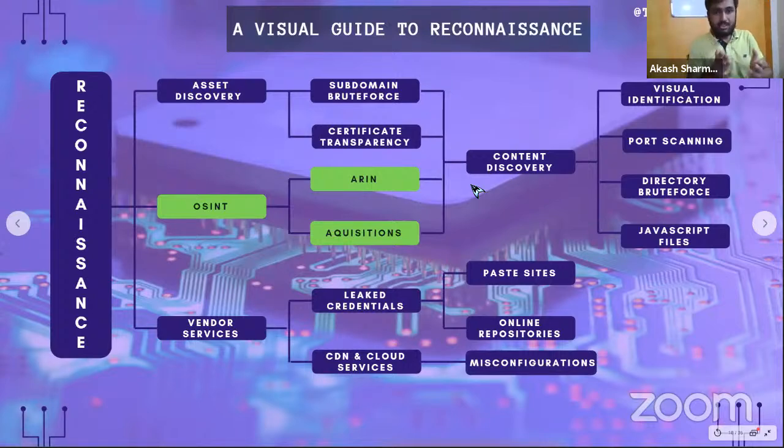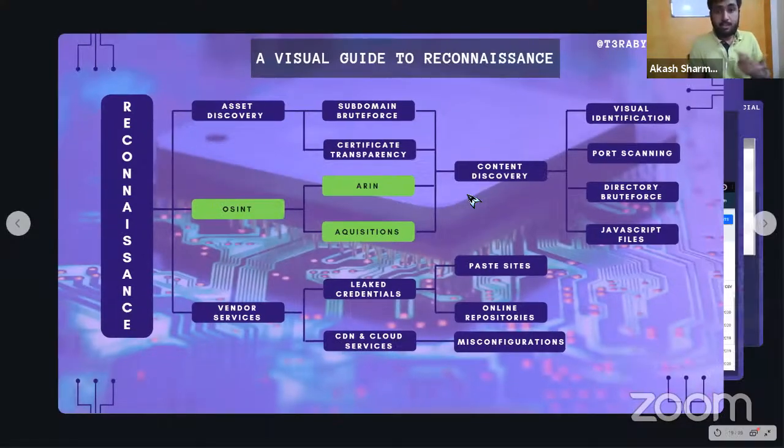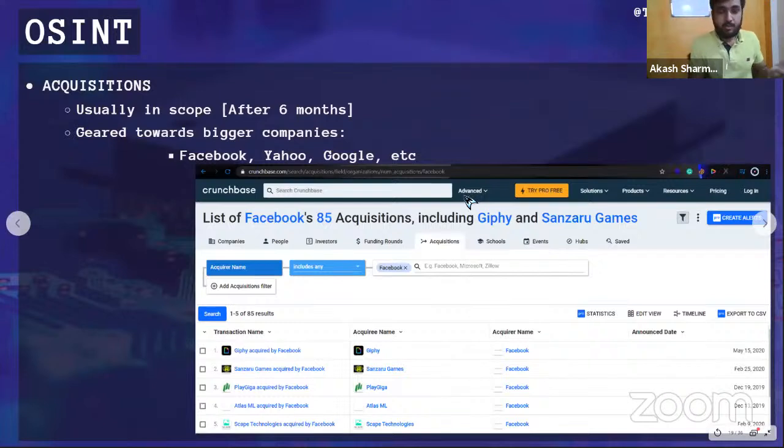So if you talk about OSINT, we have two different things. I'm going to talk about ARIN, the American Registry for International Numbers, and then there are acquisitions. Two very interesting things, and they can give you really good information about a particular target. I personally find it nice. Talking about acquisitions first, because why not?